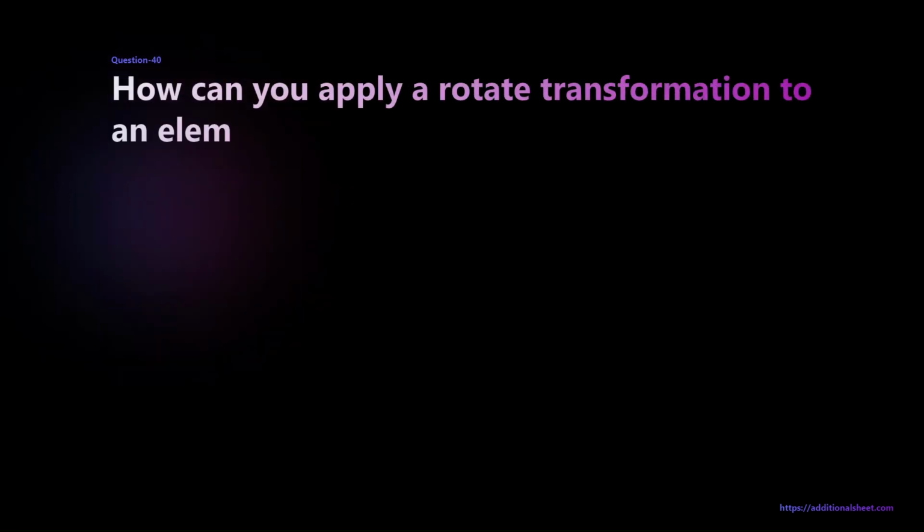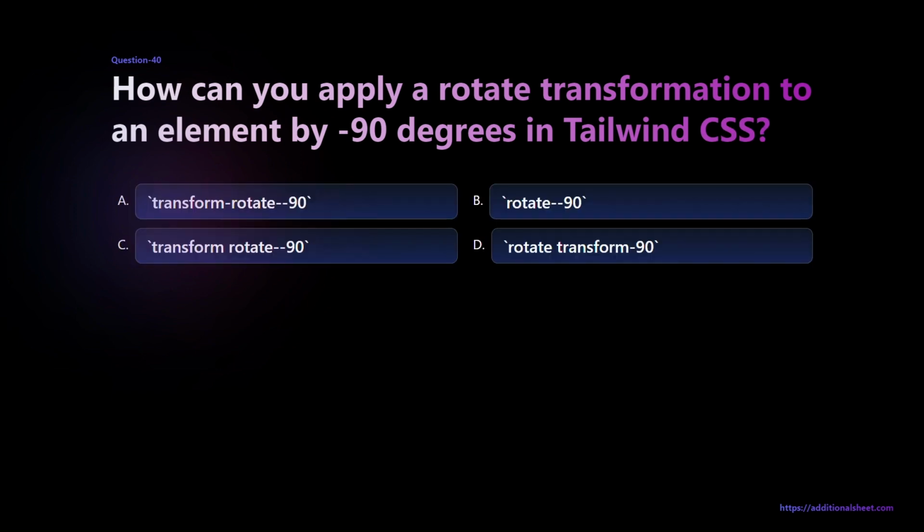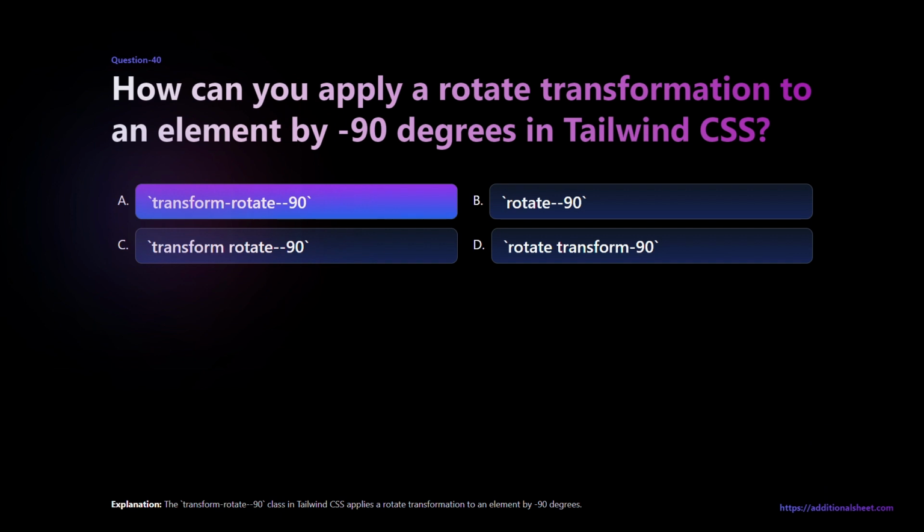How can you apply a rotate transformation to an element by 90 degrees in Tailwind CSS? Option A, transform rotate-90. Option B, rotate-90. Option C, transform-rotate-90. Option D, rotate-transform-90. The correct answer is option A, transform rotate-90.